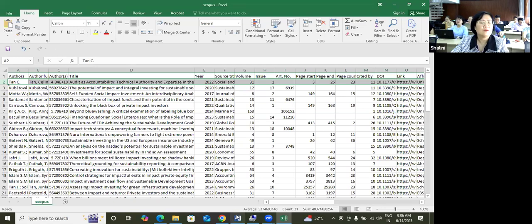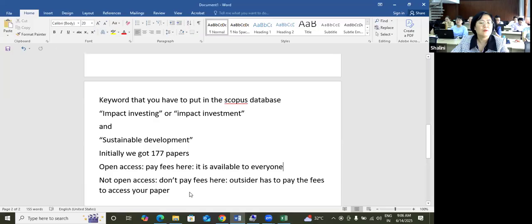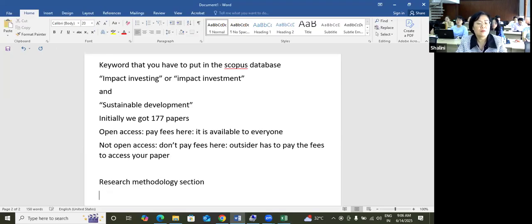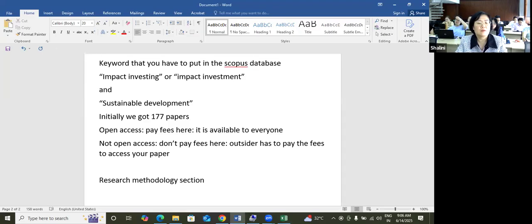So I told you this thing, that whatever we have done when we extracted the papers from the Scopus database, and all the process that we have done, will become a part of the research methodology section. So let's see how we write it now. Let's see how we write the research methodology section. So this is an important aspect of it.